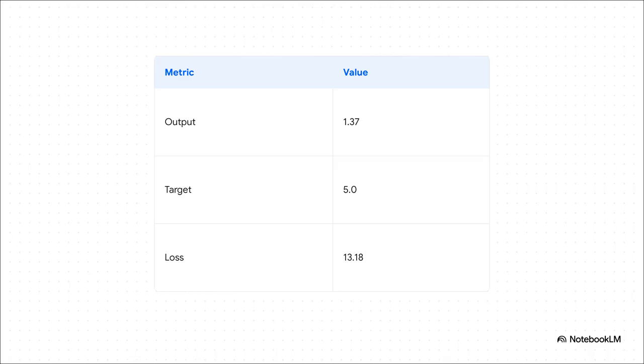Let's watch the forward pass run with some actual sample numbers. We see our inputs flow through the hidden layer, hit the ReLU activation, and move right into our new linear output layer. Our linear output yields a 1.37 against a true target of 5.0. Squaring that difference gives us a massive squared error loss of over 13. The network is way off target, and this massive loss is exactly what backprop is about to correct.